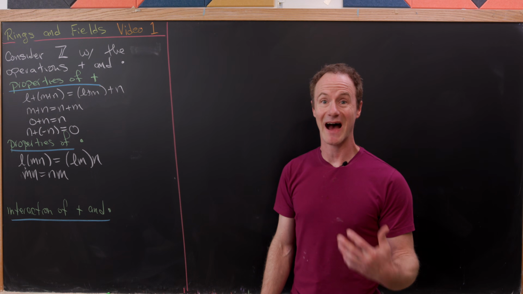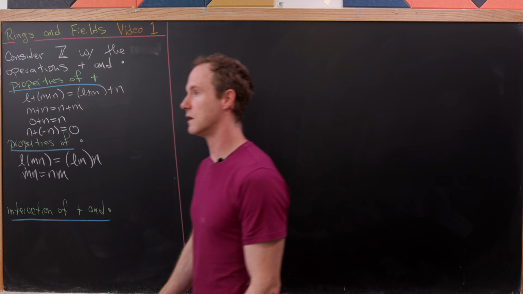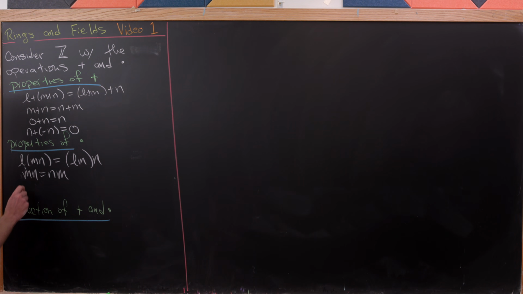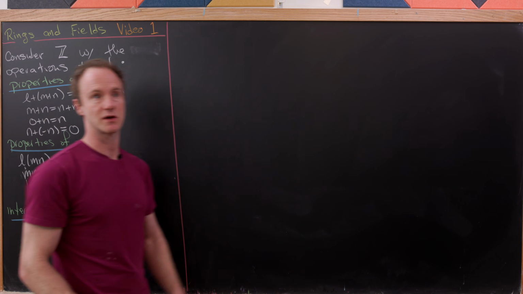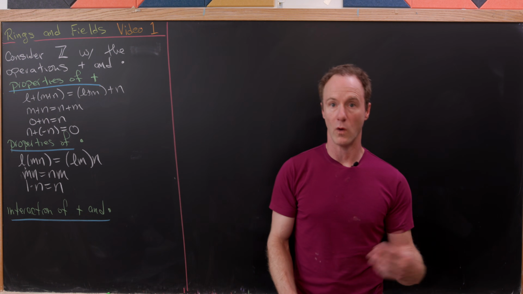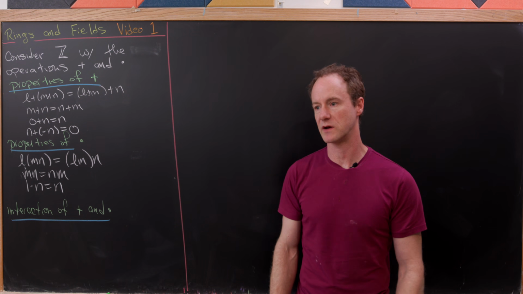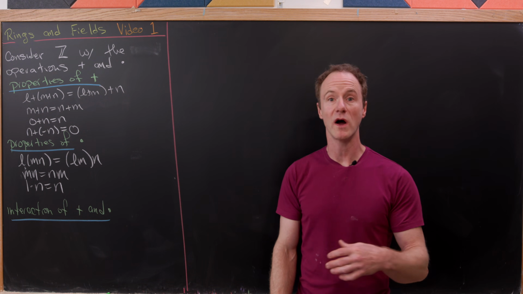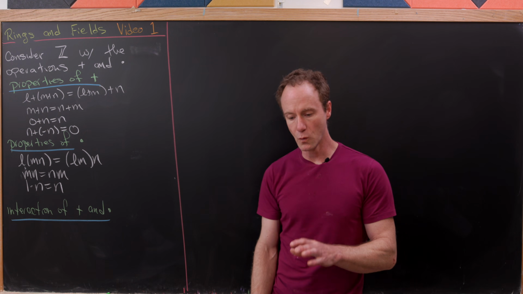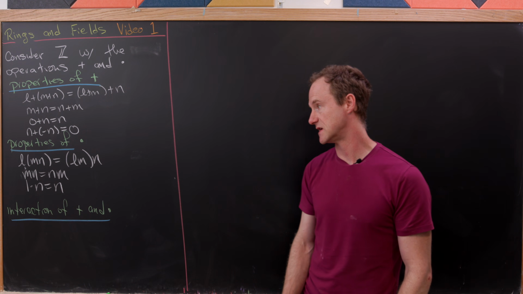And then we have an identity for multiplication as well, and that is the number 1. So 1 × n is equal to n. So 1 × 123 is equal to 123. 1 × (-13) is -13. 1 × 0 is 0. 1 is the multiplicative identity.